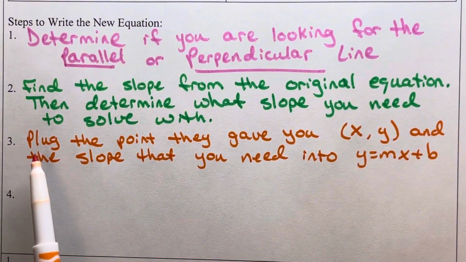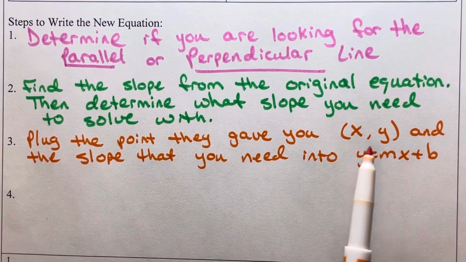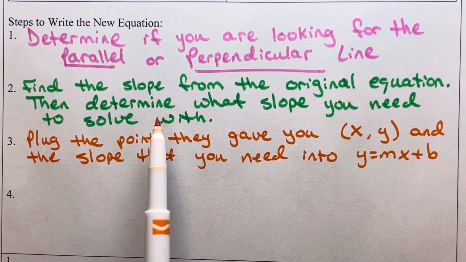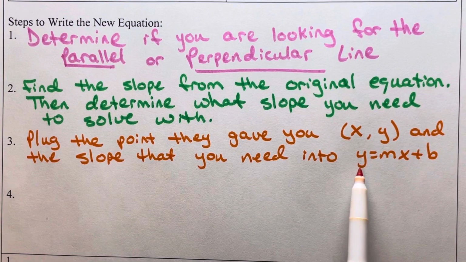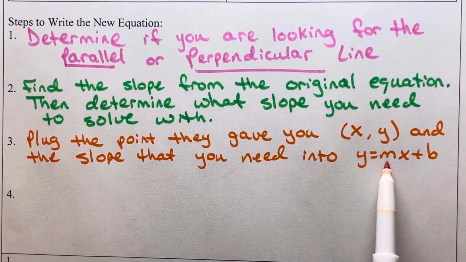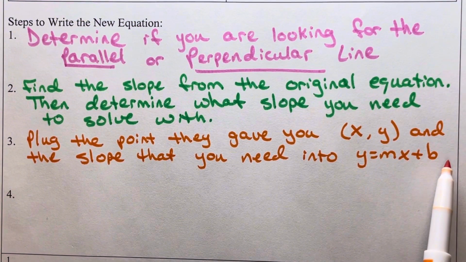Next, you're going to plug the point that they gave you, because they are going to give you a coordinate point, and the slope that you need, that you determined in step 2, into the y equals mx plus b equation. You'll have a number in the y, the m, and the x location, and just the variable for the b, the y-intercept.